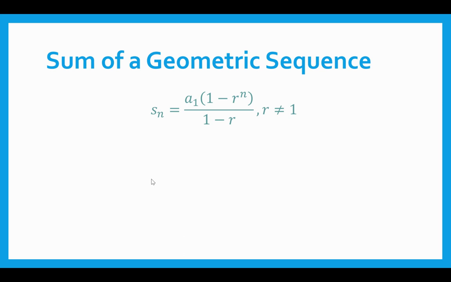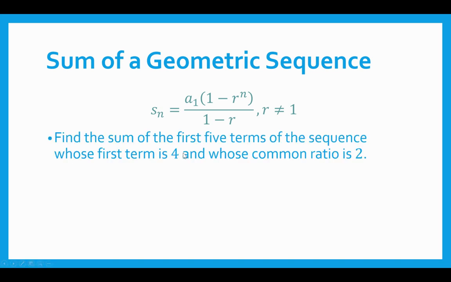Woo! One more formula to go. The sum of a geometric sequence. This formula is amazing. Remember, our ratio cannot be equal to 1, because when a ratio is 1, if you multiply by 1, there's no change. And so we find the sum of the first 5 terms of the sequence, whose first term is 4 and whose common ratio is 2, using this equation.